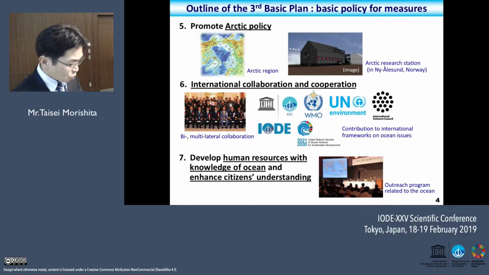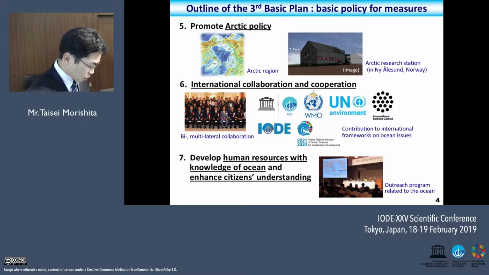The fifth is to promote Arctic policy. The third basic plan stipulates Arctic policy as one of the main measures for the first time. The government prioritizes scientific research and development and international cooperation for sustainable use of the Arctic.